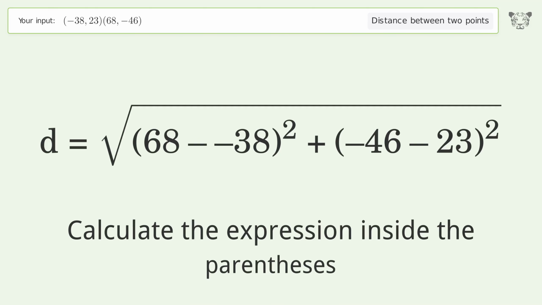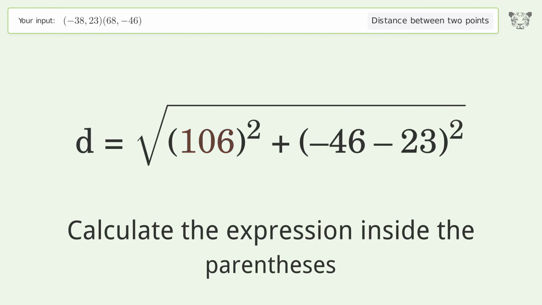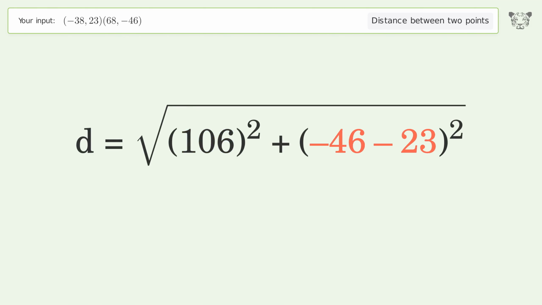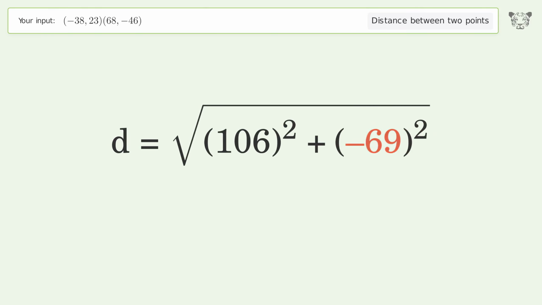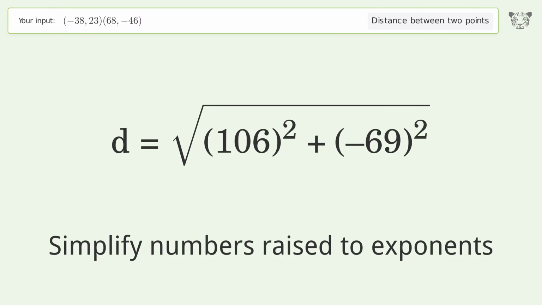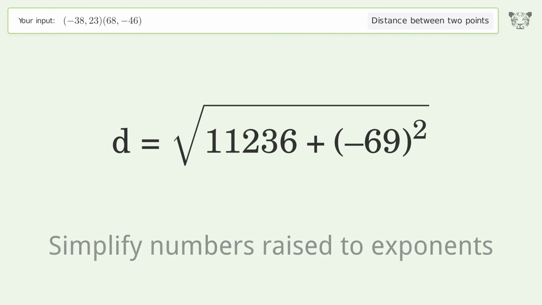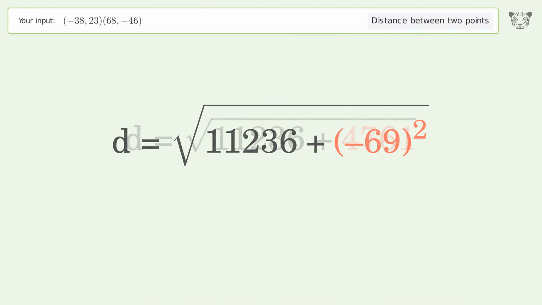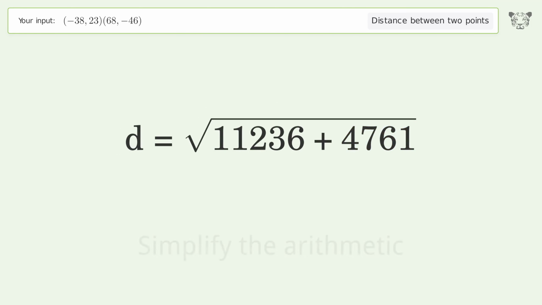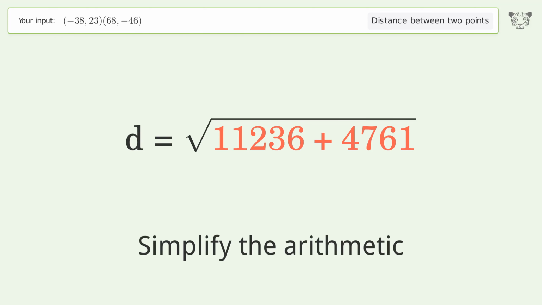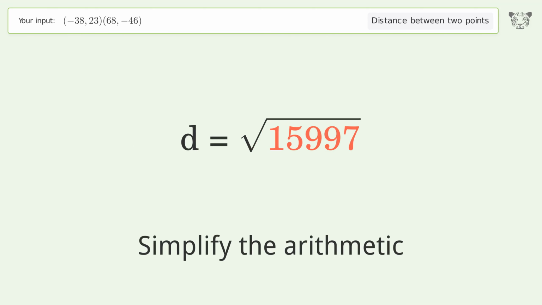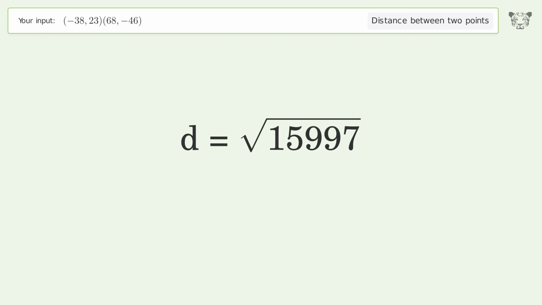Calculate the expression inside the parentheses. Simplify numbers raised to exponents. Simplify the arithmetic. And so the distance between the 2 points is the square root of 15,997, or 126.479.